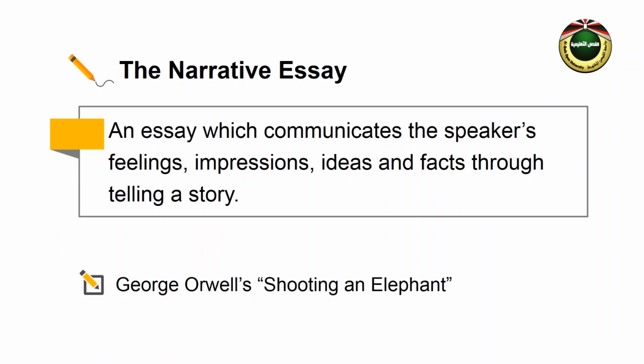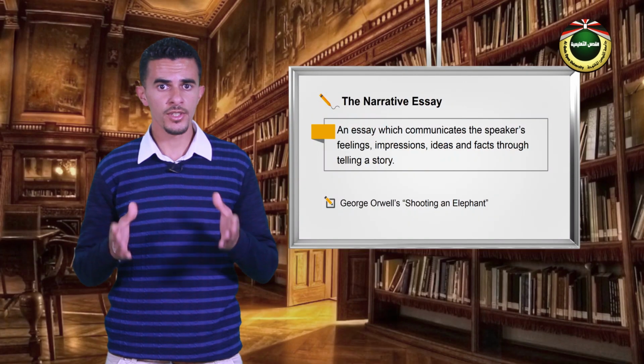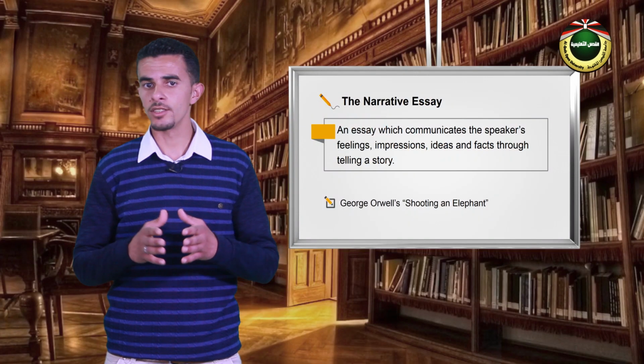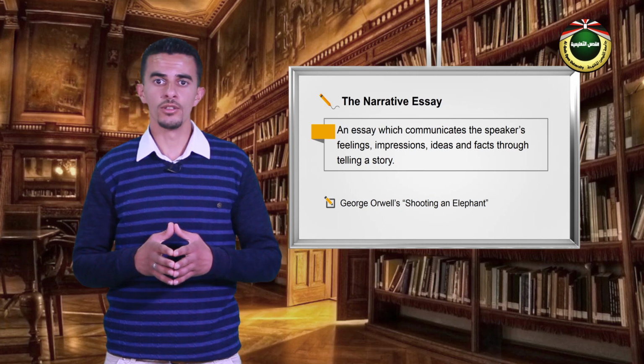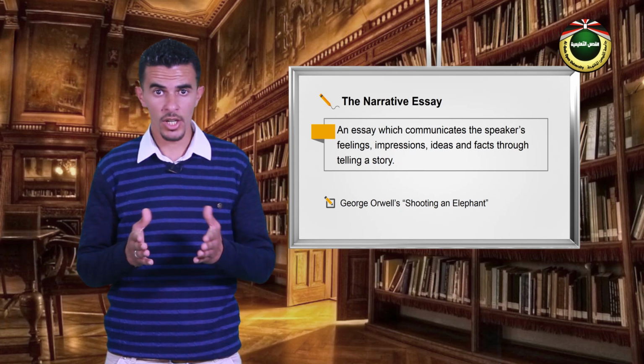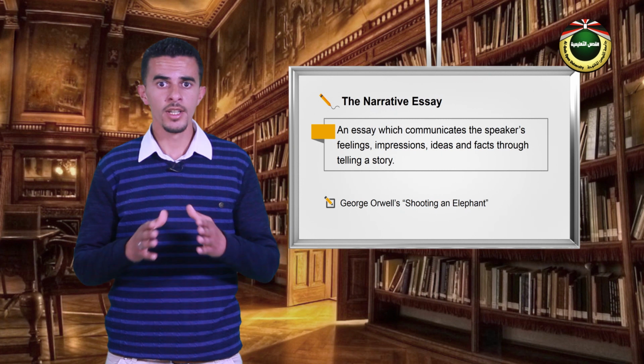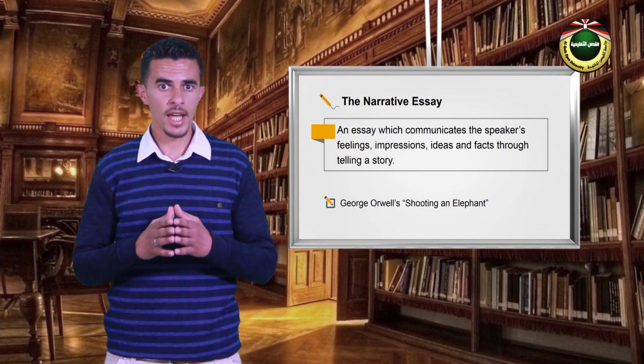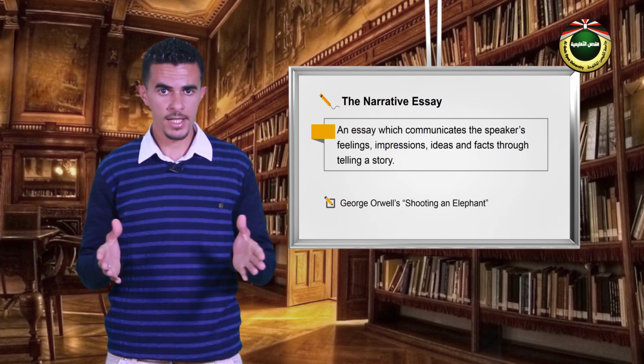The narrative essay is an essay which communicates the speaker's feelings, impressions, ideas, and facts through telling a story. The purpose of this type of essay is not only to amuse, but also to attract the reader's attention. George Orwell's Shooting an Elephant is an example of a narrative essay.